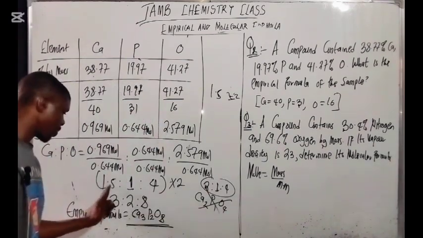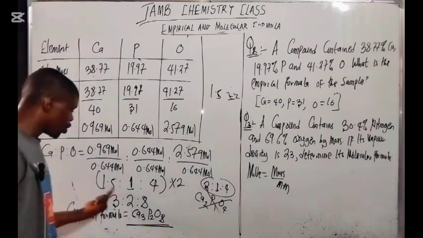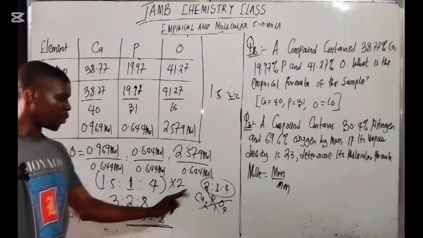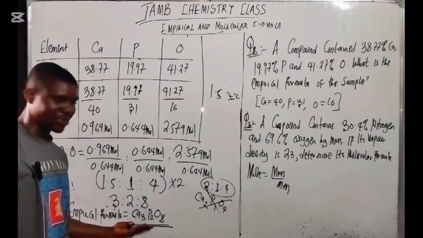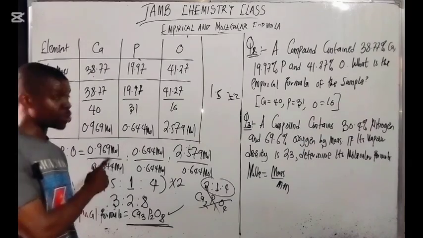Why? Because we have 1.5. So whenever you have 1.5 when you solve an empirical formula, you multiply by 2. This is the correct answer here. Do you understand? Don't make the mistake in the exam of seeing 1.5 and approximating it. Multiply by 2, or you fail it.